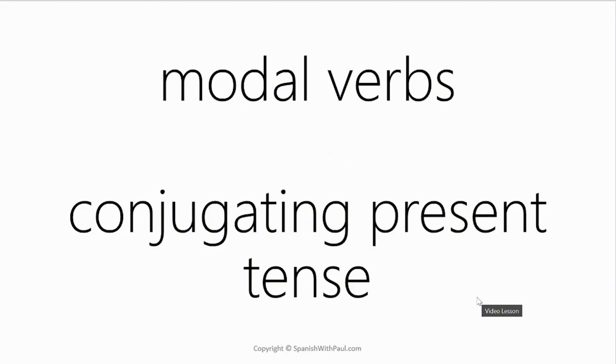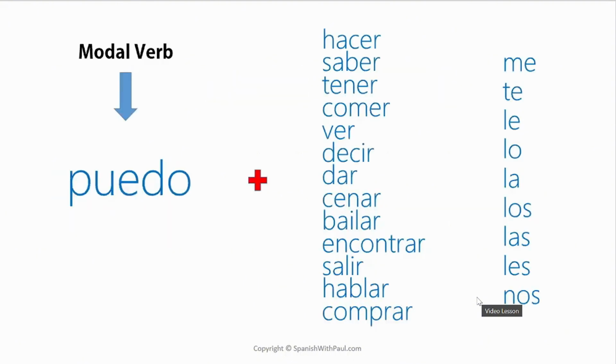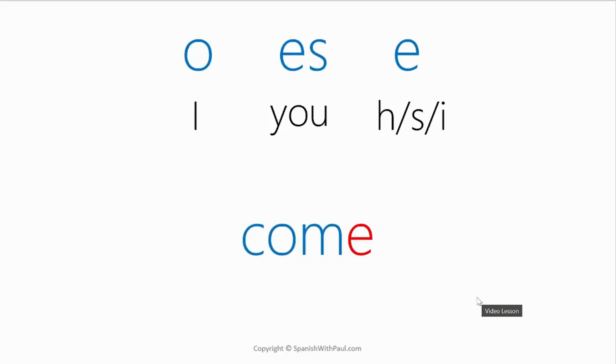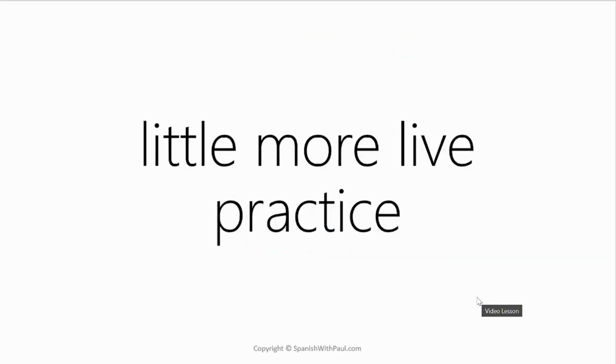So on one side we have our modal verbs, the structure that we were looking at before, which works extremely well and is easy to do. Now I want to combine that structure with conjugating inside of the present tense. So this is where we're playing around with the endings and deep diving into verbs, conjugating them. Before finishing this video, let's do a little more live practice. So we'll take some different verbs.